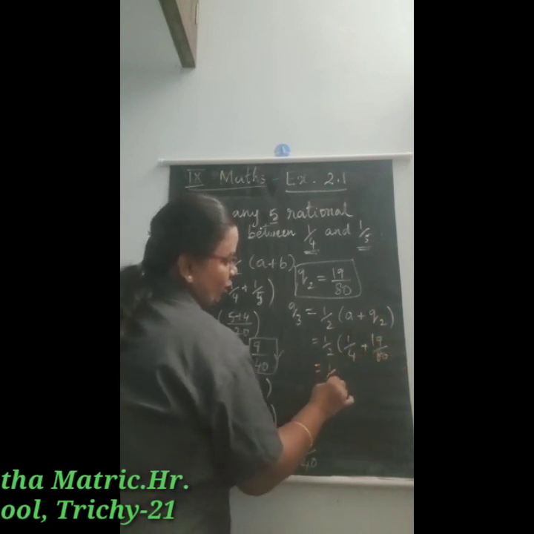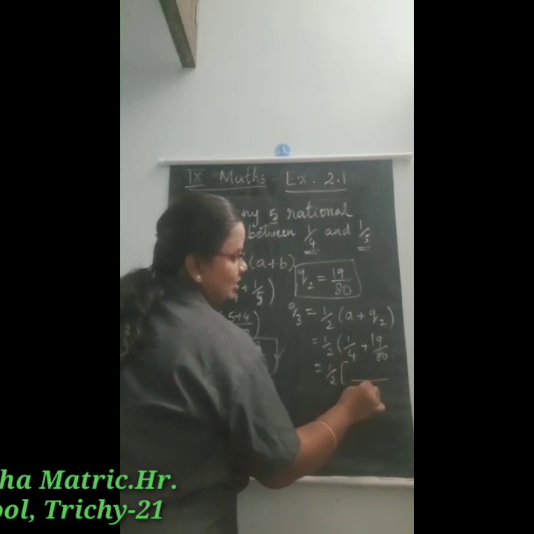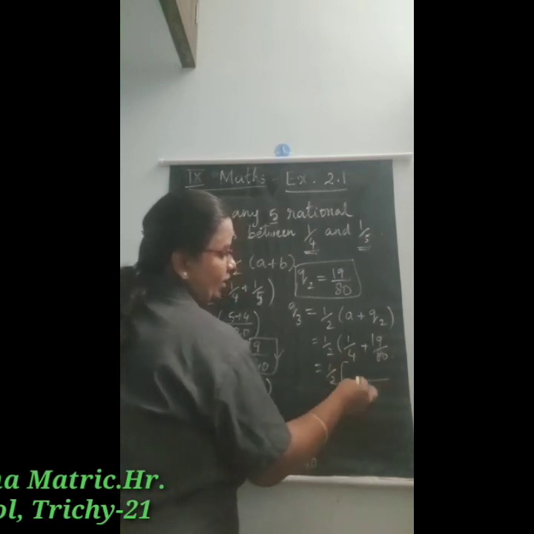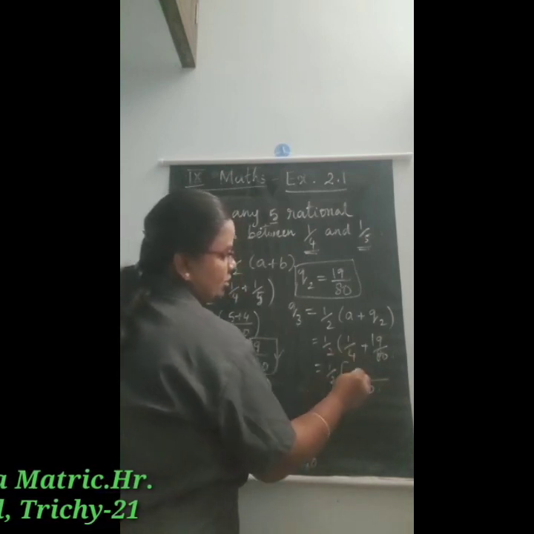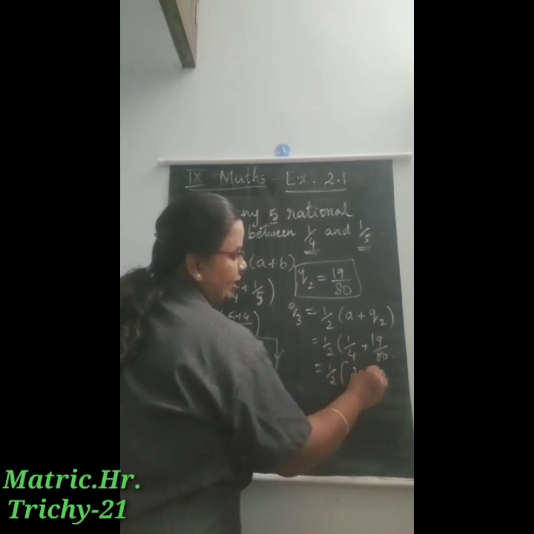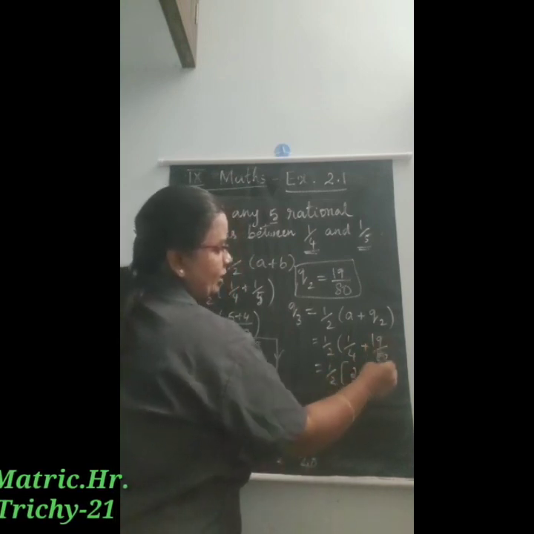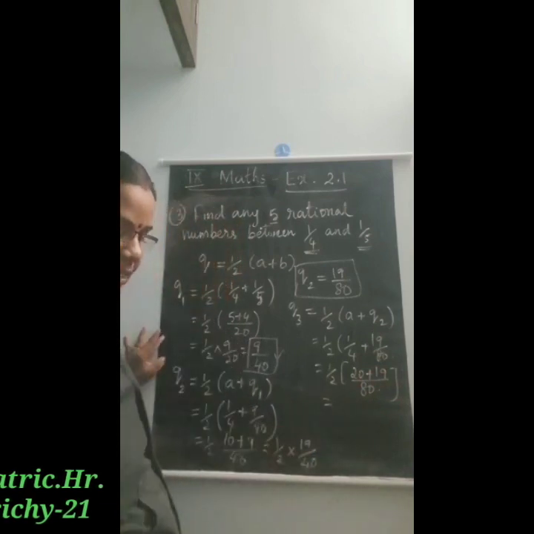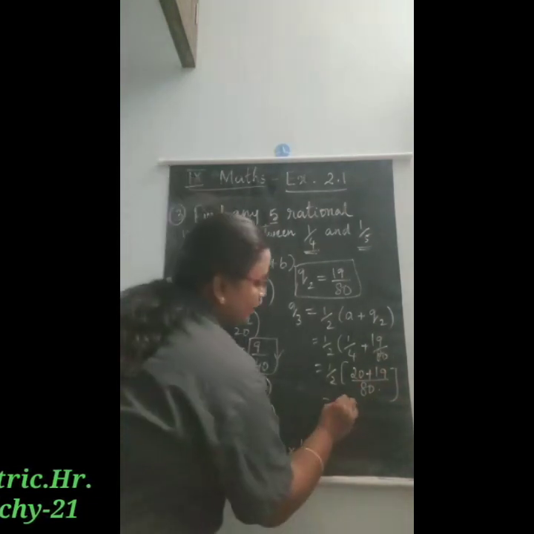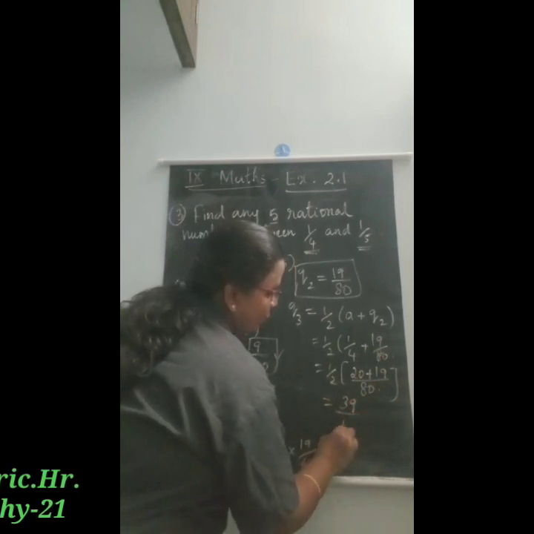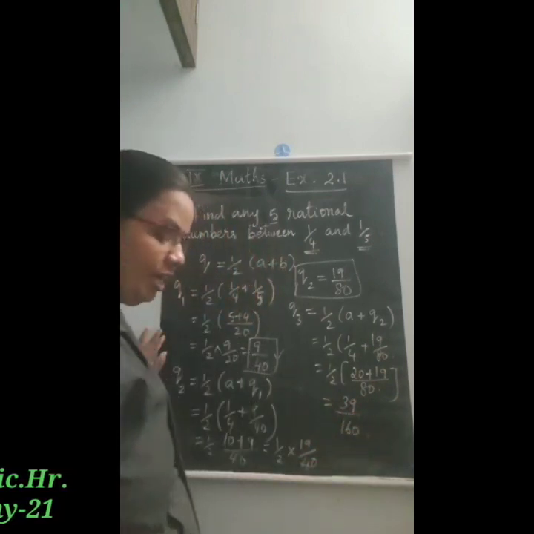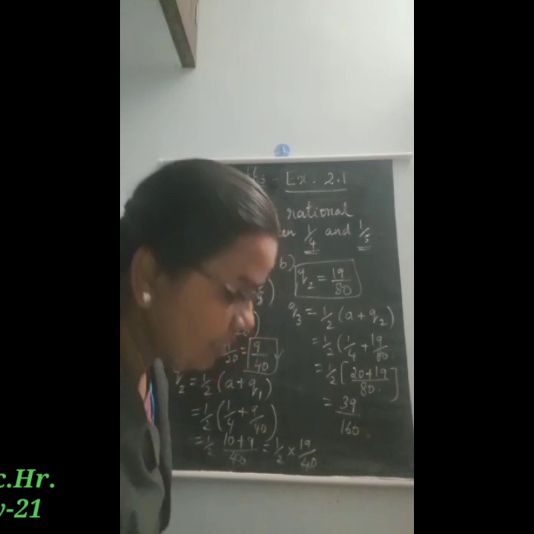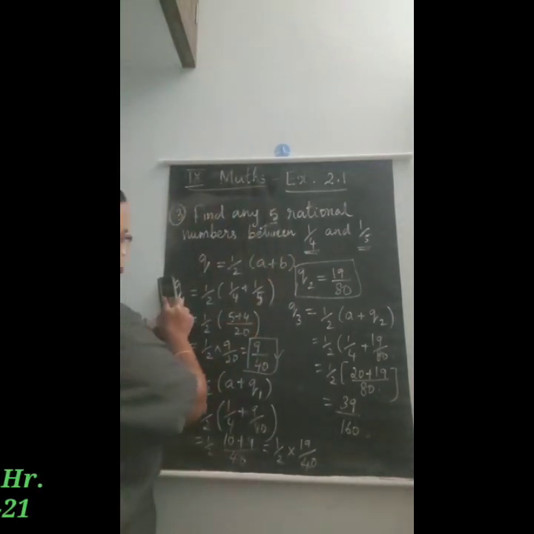So that is equal to 1 by 2 into, 80 is the LCM, and 20 times. So 20 into 1 is 20, plus here 1 time, so 19. So that is equal to 20 plus 19, 39 divided by 160, since 8 into 20 is 160. Next we have to find out Q4.